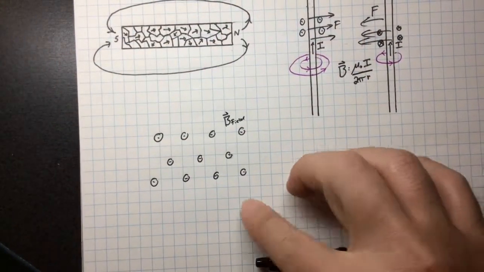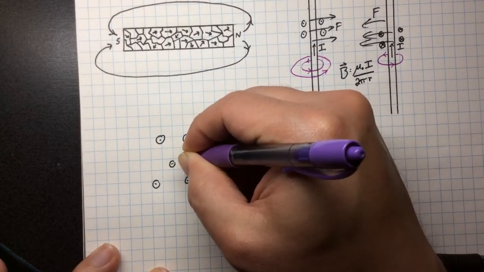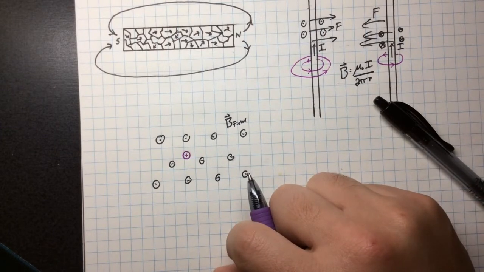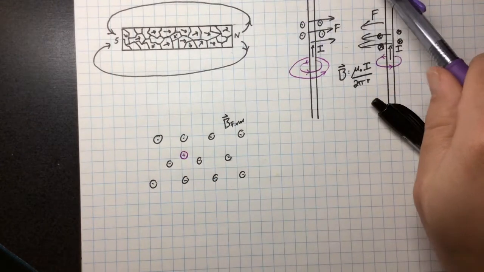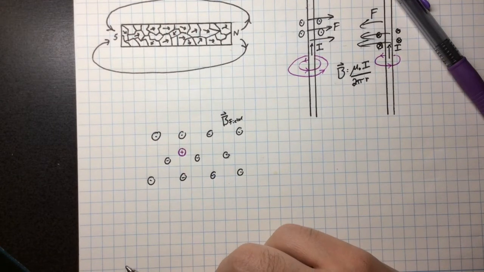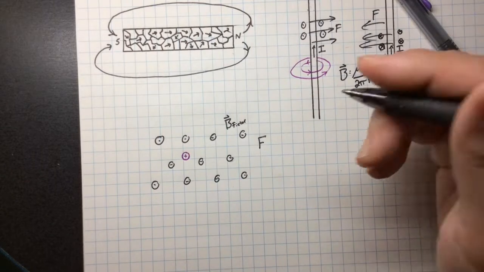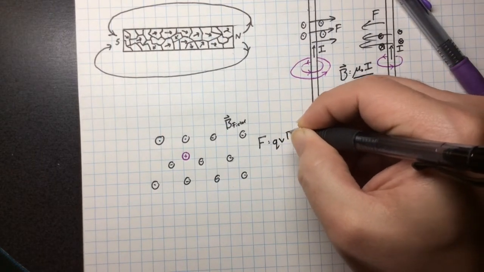And we're going to have a charge here, and we're going to call this charge a positive charge. And it's just going to be sitting there. And so if you have a positive charge sitting in a magnetic field, the question that you're going to have to answer for yourself is, what happens to it? And the answer is nothing. Absolutely nothing.